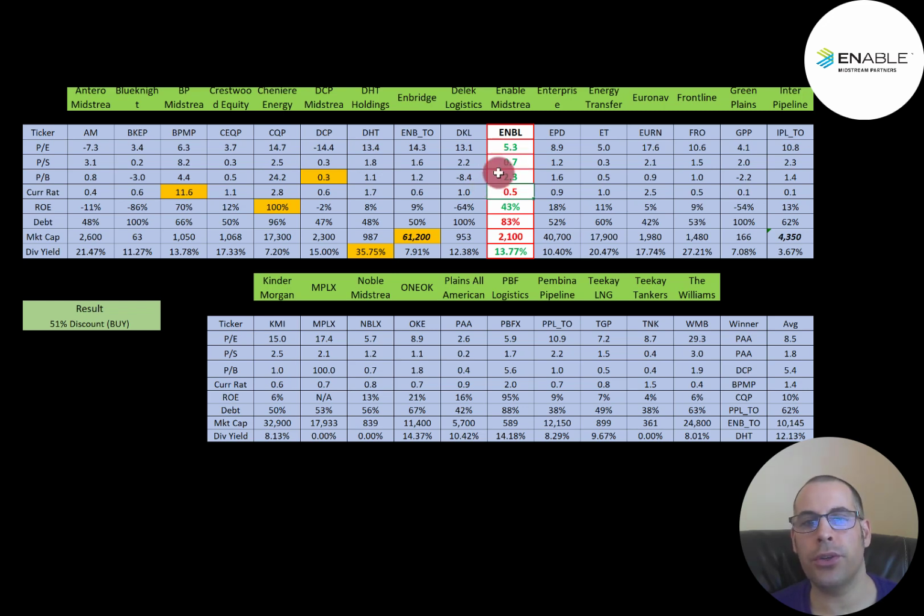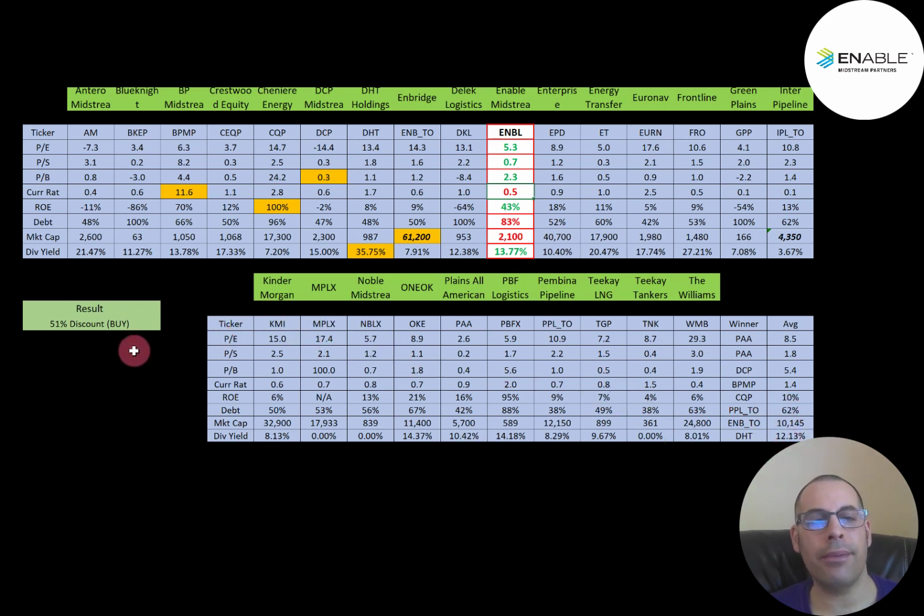Although in current ratio, they're struggling, which isn't good. ROE, they're much better than the average at 43%. The average is only 10%. This industry doesn't provide a good return. They have a lot of debt at 83%, much higher than the average. And they're a small company, 2.1 billion market cap. The average is 10 billion. And they pay a 14% dividend. The average is 12%. So this industry pays a huge dividend.